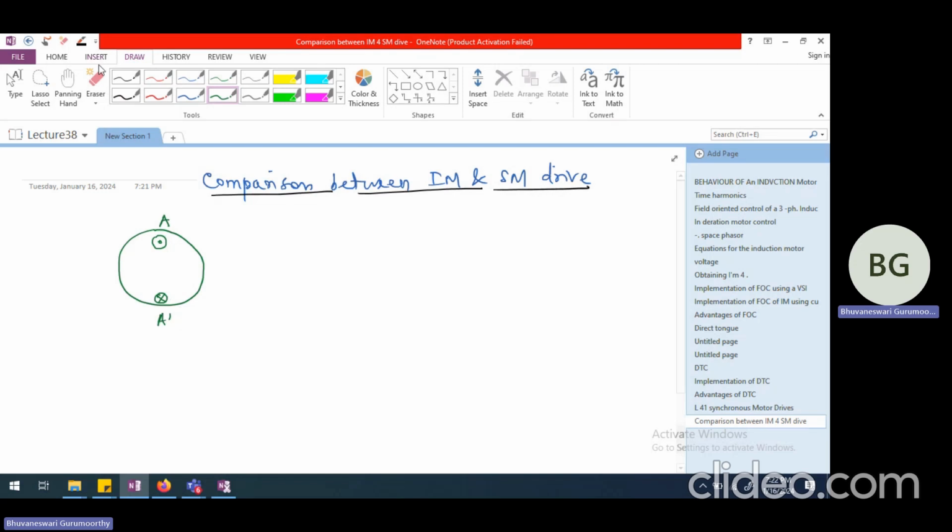If I call this as A dash, I can call this as C and C dash. And I'm going to call this as B and B dash. So this is the way the windings are arranged. So when we supply A phase, B phase, and C phase currents, that is time displaced currents to the three-phase winding, we are going to see a revolving magnetic field that is being set up like this. So this is the revolving magnetic field that has been set up.